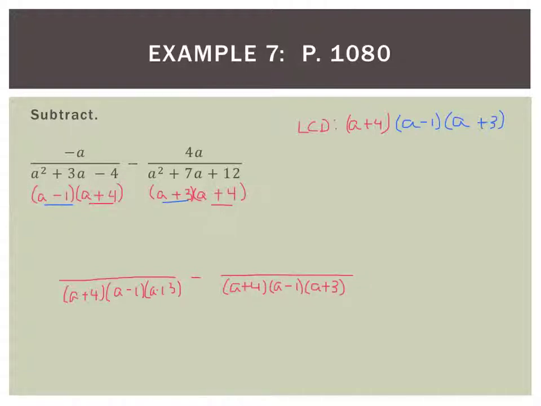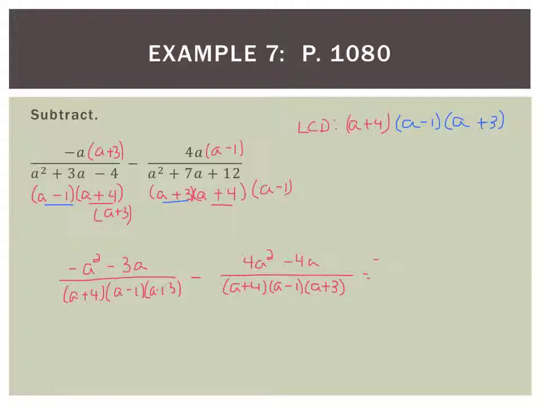Alright, so my first fraction has a minus 1 times a plus 4, so I'm multiplying it also by an a plus 3, top and bottom. So when I distribute that negative a, it's going to give me negative a squared minus 3a. And then my second fraction, I have an a plus 3 times a plus 4, and so I need to multiply it by a minus 1. And then distributing the 4a gives me 4a squared minus 4a.